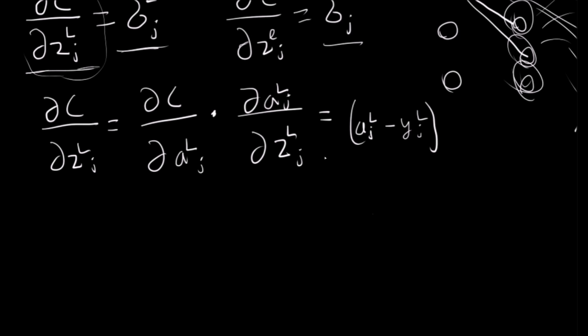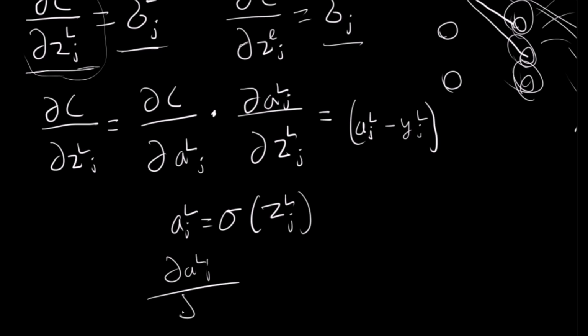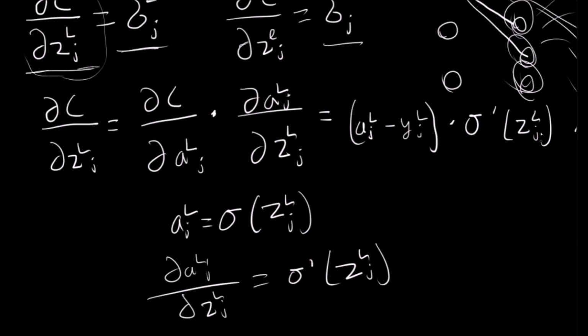All right. So now we're looking at how the activation function changes based on the inputs it's given. Well, that's easy too, because we know that the activation ALJ is just equal to the activation function with ZLJ as input. So partial ALJ, partial ZLJ is simply the derivative of the activation function. So that's easy. We're going to call that sigma prime ZLJ. Okay, so let's scroll down a little bit.